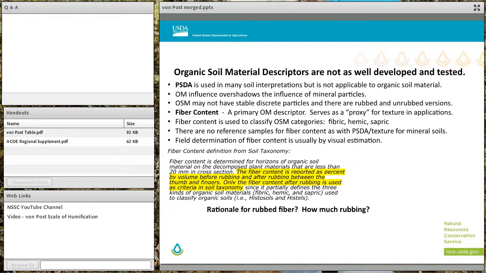And Mike referred to this also as rubbed fiber. For one thing, it's not really clear, like some other things in taxonomy, what the rationale is for using rubbed versus non-rubbed. And then again, the procedure for rubbing, how hard do you rub, how long do you rub, is not well defined. So again, that kind of adds to the subjectivity.